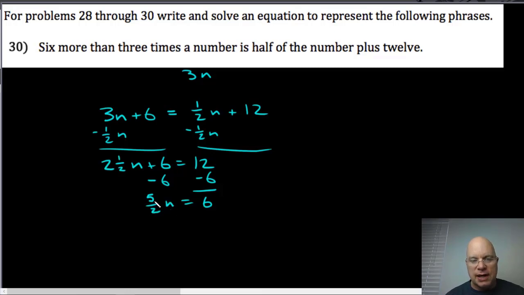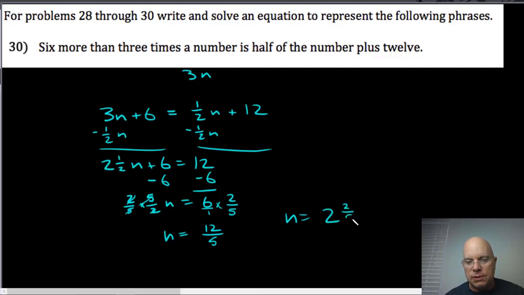And because I know the next thing I need to do is get 1n, I can achieve that by multiplying by the reciprocal of this coefficient. 2/5 multiplied by 5/2 is 1. And 1n is n. n is what I want. I multiply the left side of my equation by 2/5. I need to multiply the right side of my equation by 2/5. Again, property of equality. And so these all cancel, and I get n equals 12 over 5. So n equals 2 2/5.